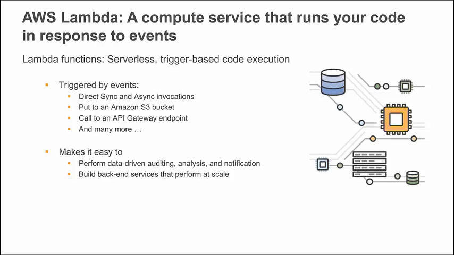You can invoke a Lambda function using a custom event through the AWS Lambda invoke API as well. This makes Lambda a good platform to build data-driven auditing, analysis, or notification-based systems. And it allows you to build these back-end services that perform well at any scale.